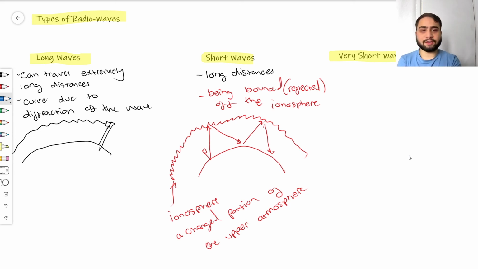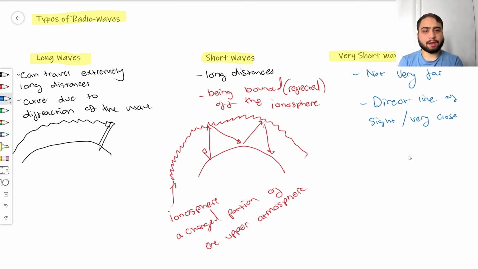Then we have very short waves. These don't travel very far at all, compared to long and short waves. And these need direct line of sight, so the transmitter needs to be able to see the receiver, or be very close to it. Some uses of very short waves are FM radios in cars and TV signals.